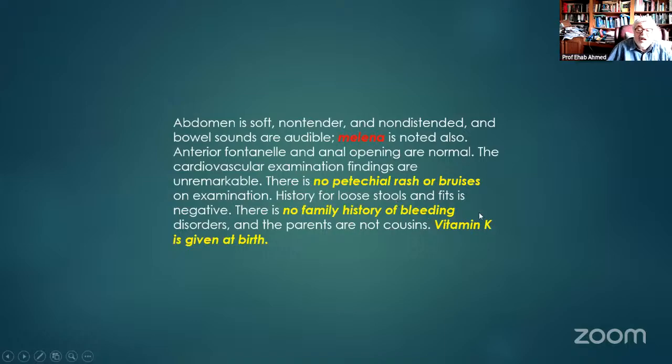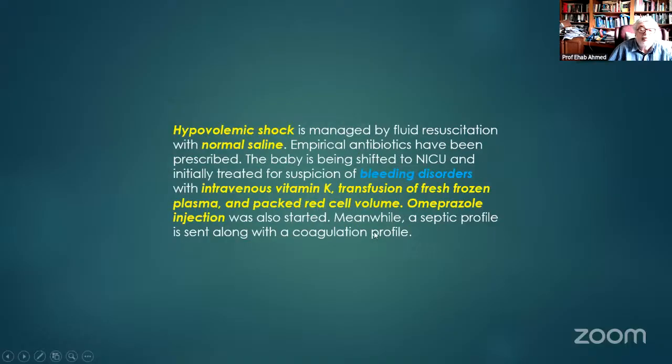There was no petechiae or bruising. This is important. There is no family history of bleeding. This is important. Baby was given vitamin K at the time of delivery. So they managed hypovolemic shock with fluid resuscitation, normal saline, and then started giving another dose of intravenous vitamin K.